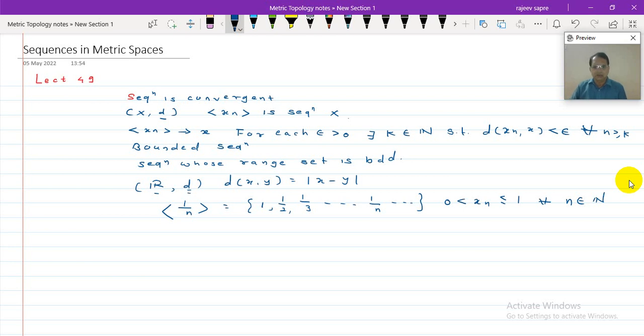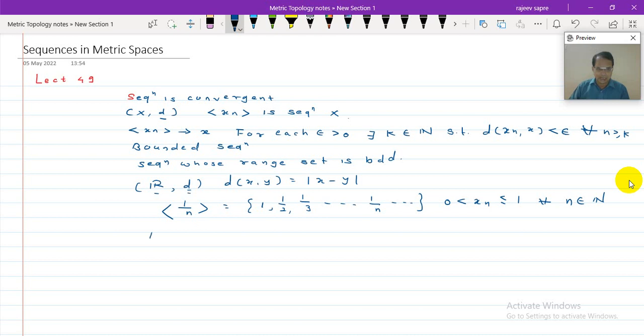Right? So the terms of this sequence lie between 0 and 1, so it is a bounded set. This set is bounded, so the range set is bounded, that means the sequence is bounded. But in general, whenever I am not talking about R, I am talking about (X, d). And what is meant by a set being bounded in a metric space (X, d)? You know, its diameter must be finite.